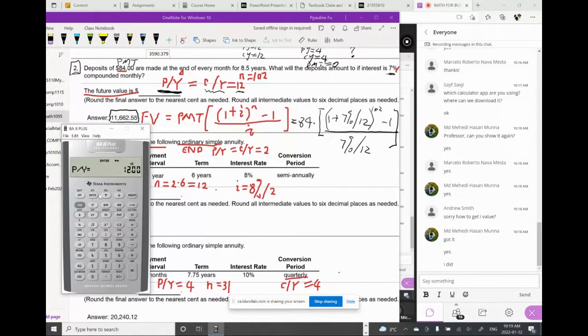Now let's do CY. See my mouse? Click this down arrow key. Did you see CY? And type in 12. Press enter. Did you get it?